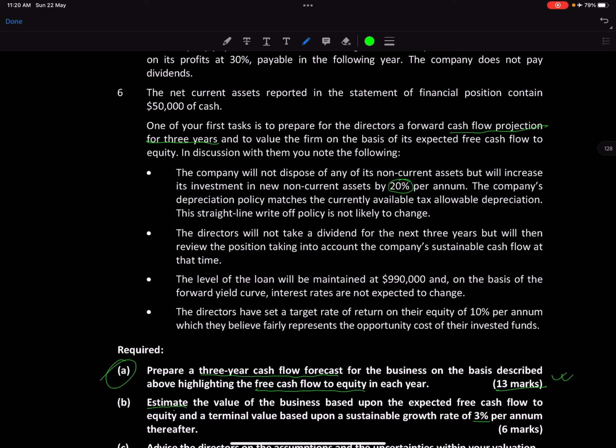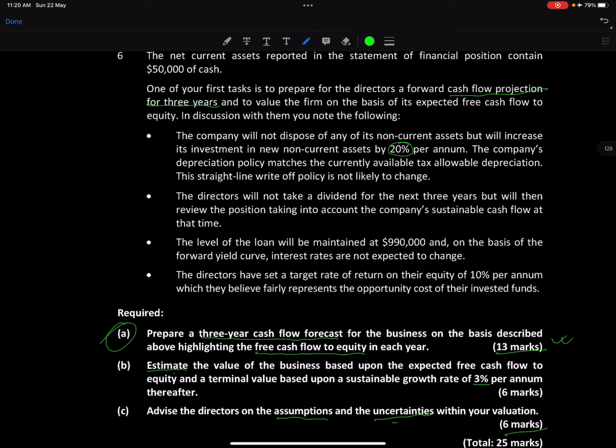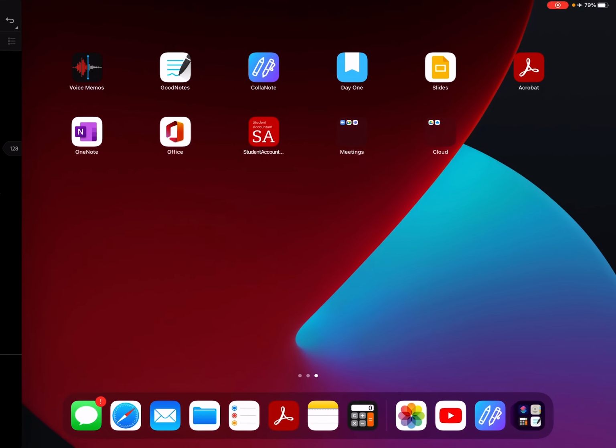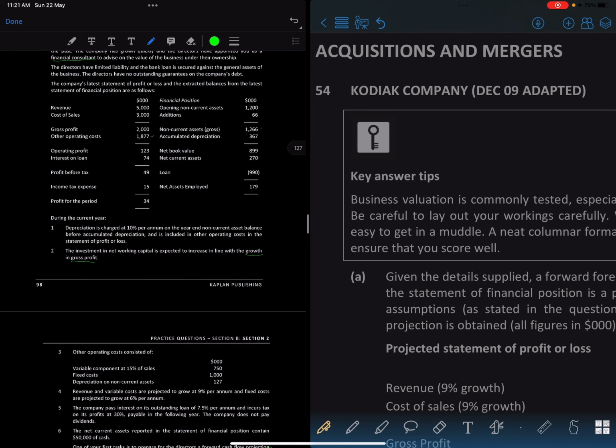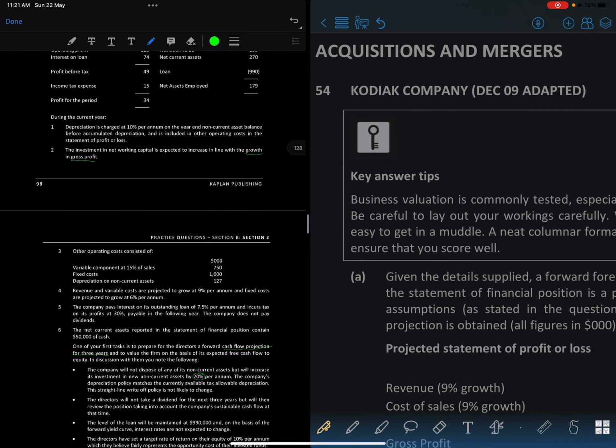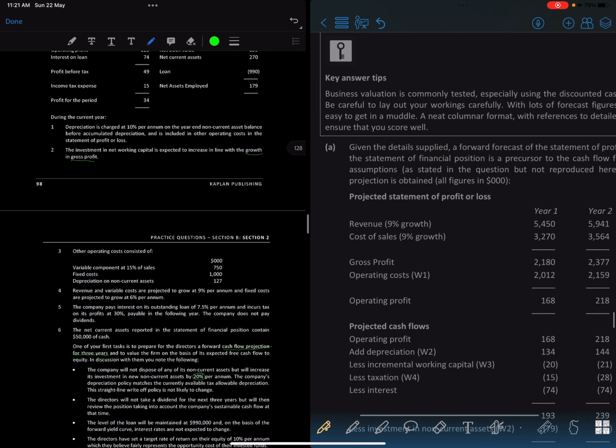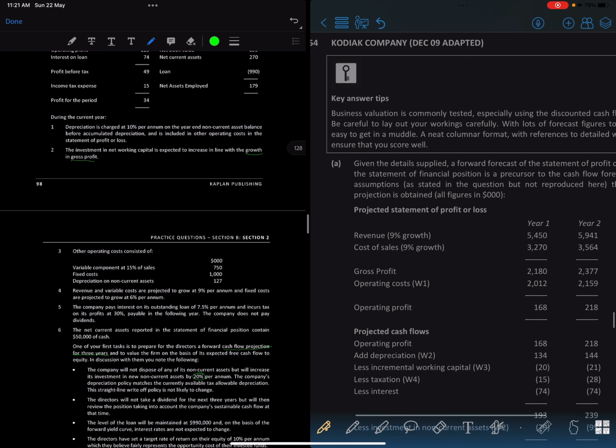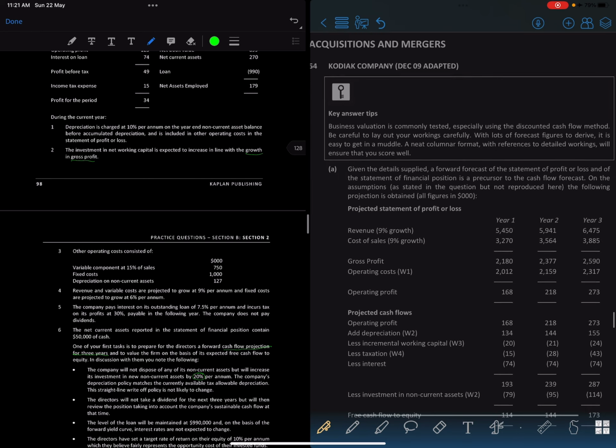On the basis of the forward yield curve, interest rates are not expected to change. The directors have set a target return on their equity of 10% per annum, which they believe fairly represents the opportunity cost of their invested funds. So, a 3-year cash flow forecast for the business on the basis described, highlighting the free cash flow to equity. Okay, we have to forecast it, right? Forecast the free cash flow to equity. Revenue is expected to grow at what? 9%. Let's see. Business valuation is commonly tested.